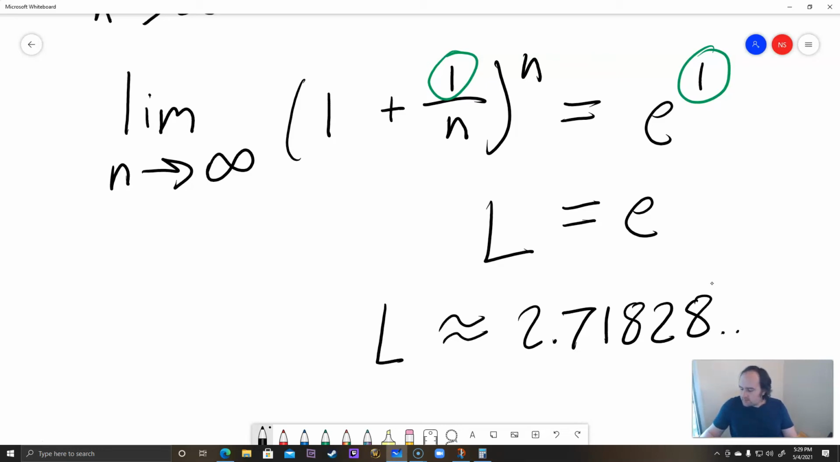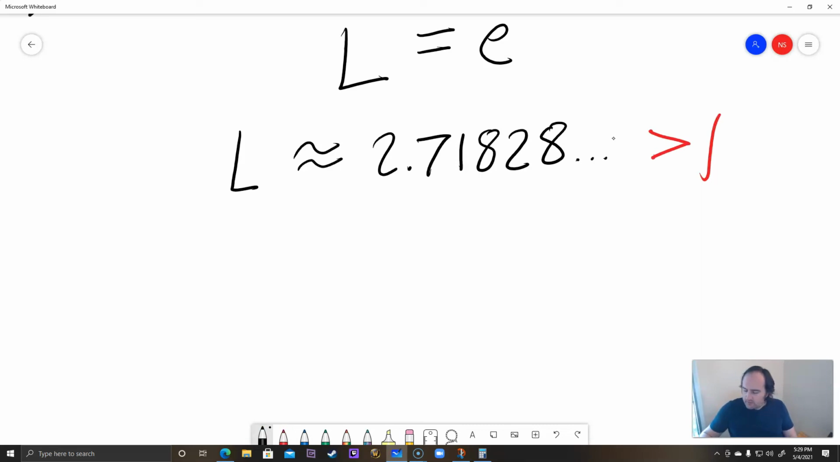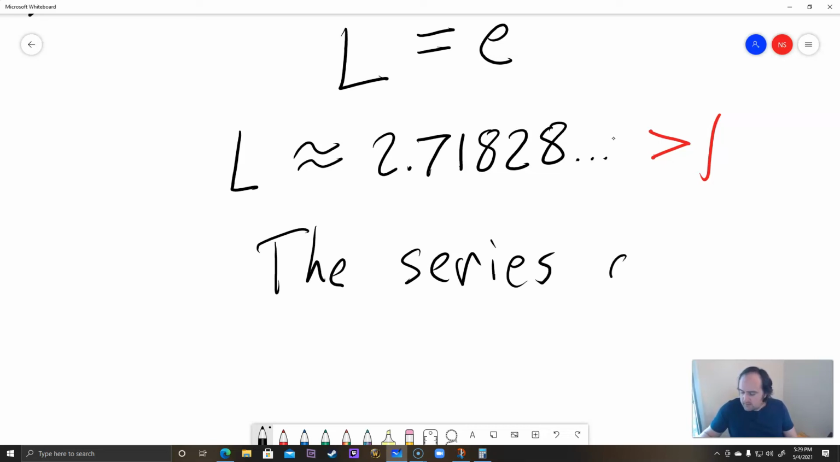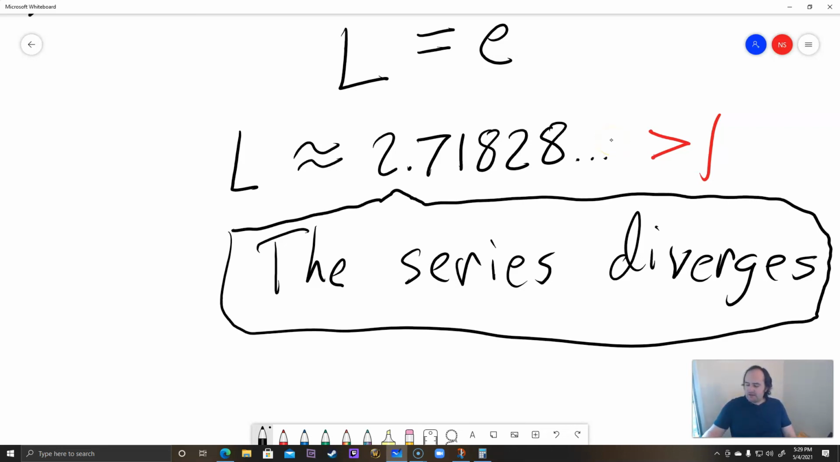But what's important about this one is, unlike the other problems we did, for this one our L is actually greater than 1. So remember, if our L is greater than 1, that means the series diverges. Just the same way in the ratio test, if your L is greater than 1, your series diverges. And if you're doing your homework and you get your L is actually positive infinity, that would also mean that the series diverges. Okay, so if it's any number greater than 1, including infinity, the series diverges.